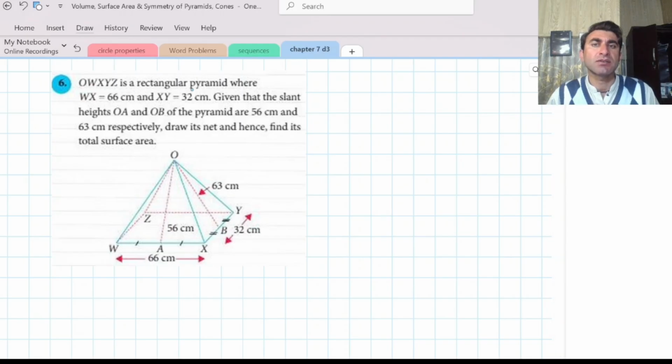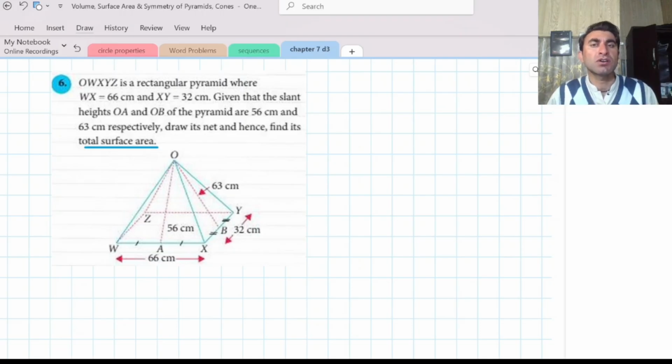OWXYZ is a rectangular pyramid where WX is 66 centimeters, XY is 32 centimeters. Given that the slant heights OA and OB of the pyramid are 56 and 63 respectively, draw its net and hence find the total surface area. As we already know that we cannot find total surface area with any formula, but we need to draw the net of that given pyramid.